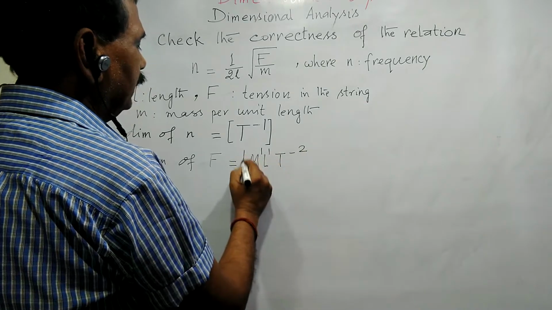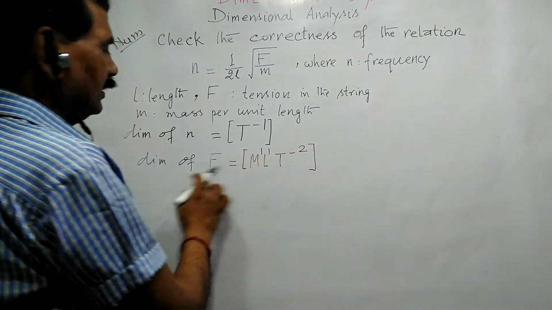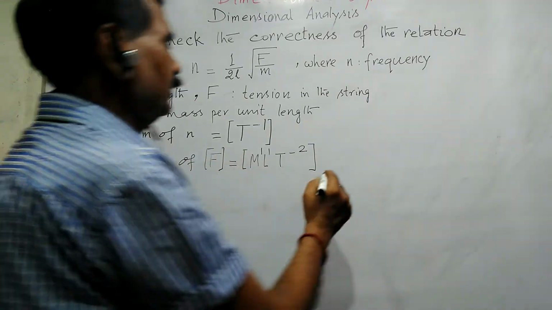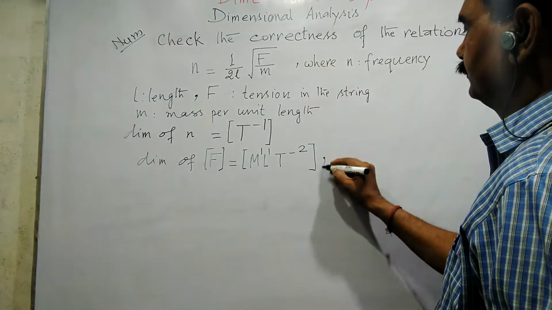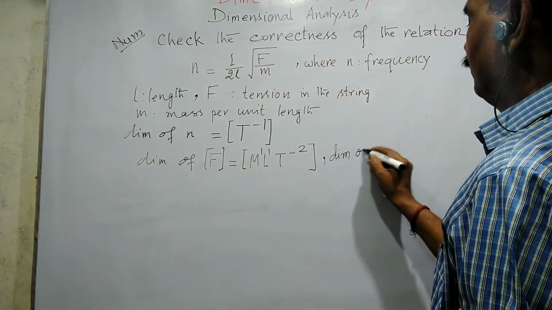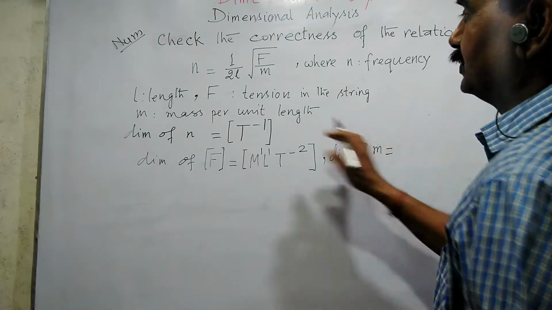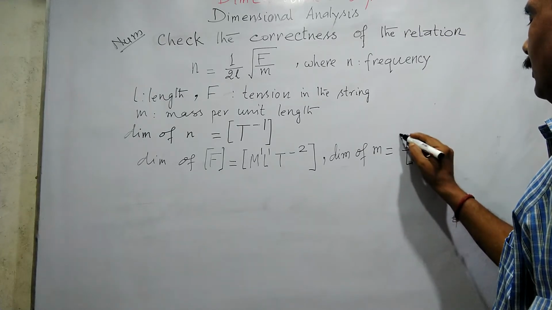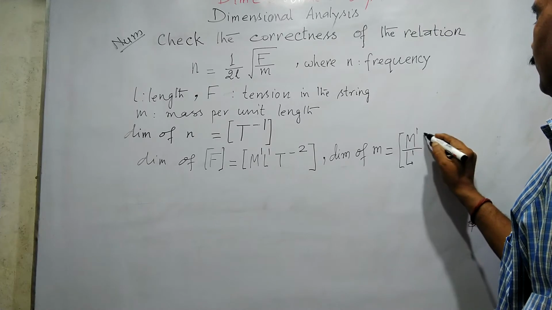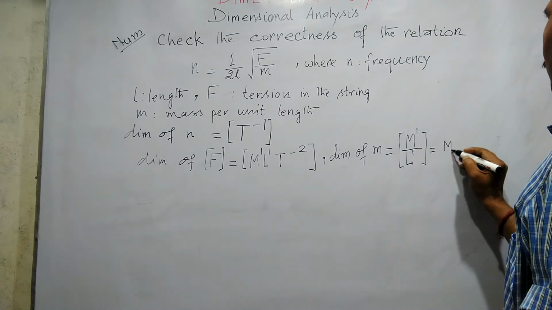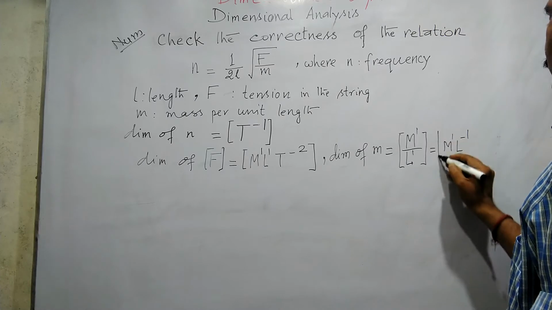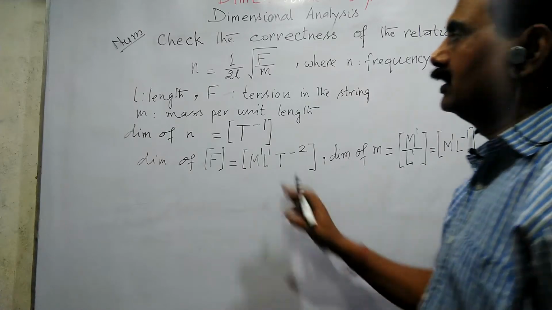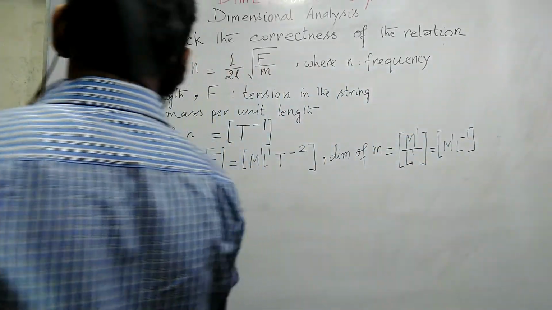You have already done this so many times, the dimension of F. Okay, then the dimension of m will be what? This is mass per unit length, so this will be m to the power 1 l to the power minus 1. Then this is the dimension of m. Now let us combine this whole system.